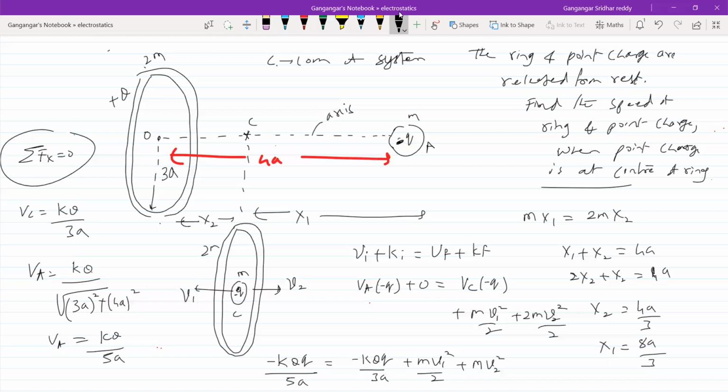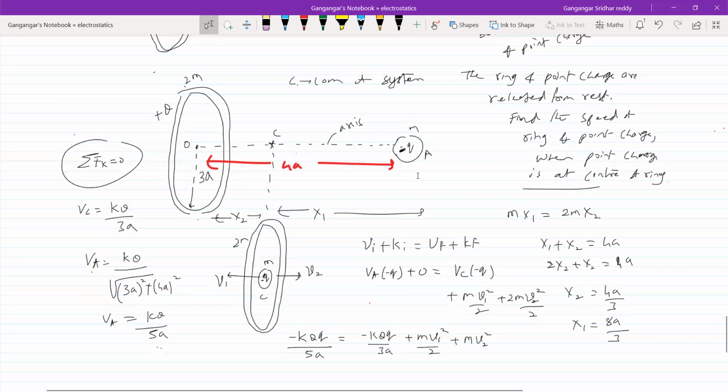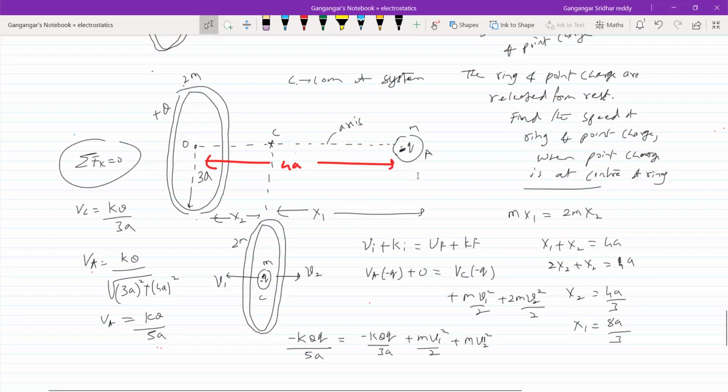No? I need one more equation. M1 V1 is equal to M2 V2. Conservation of linear momentum, because net force acting on the system is 0. So I think I'll write that F of x is 0 here. Apply conservation of linear momentum. So 0 equal to m V1 minus 2m V2.